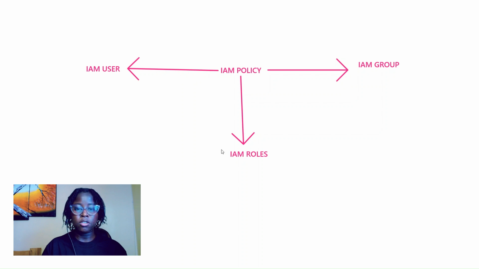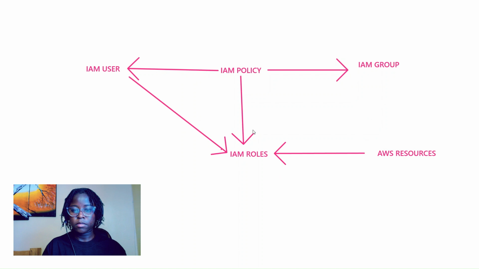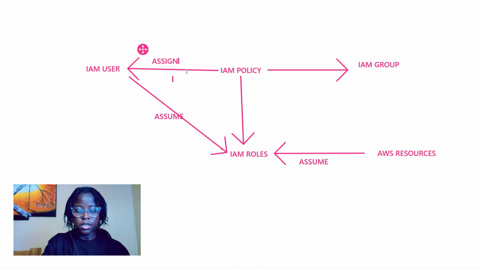But roles are assumed. So roles can be assumed by a user. A user can assume a role. A group cannot assume a role. But if we have AWS resources, for example, EC2 instances, AWS resources too can assume a role. So this is assumed. These two assume, but policies are assigned.